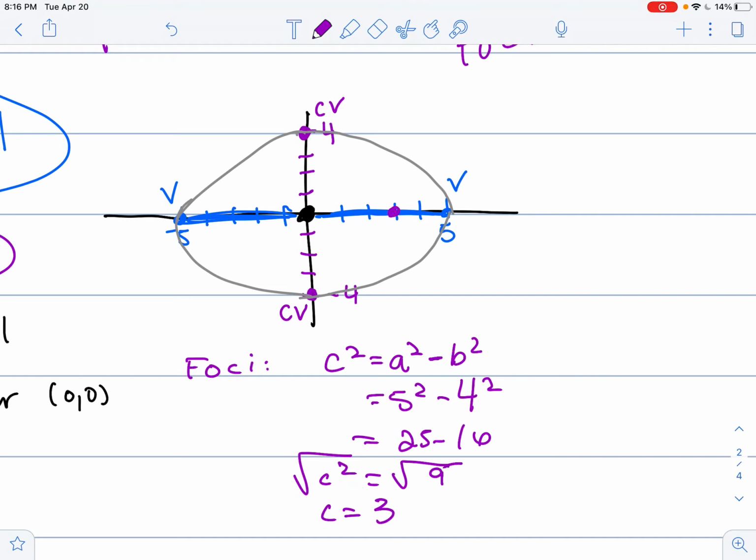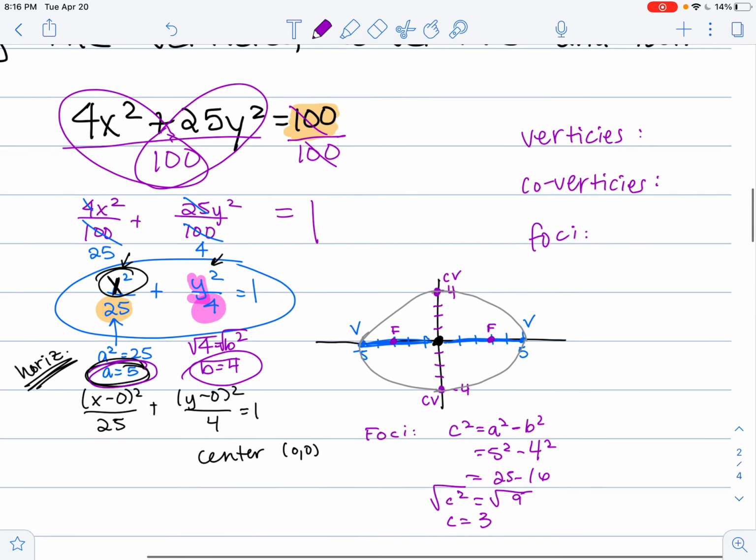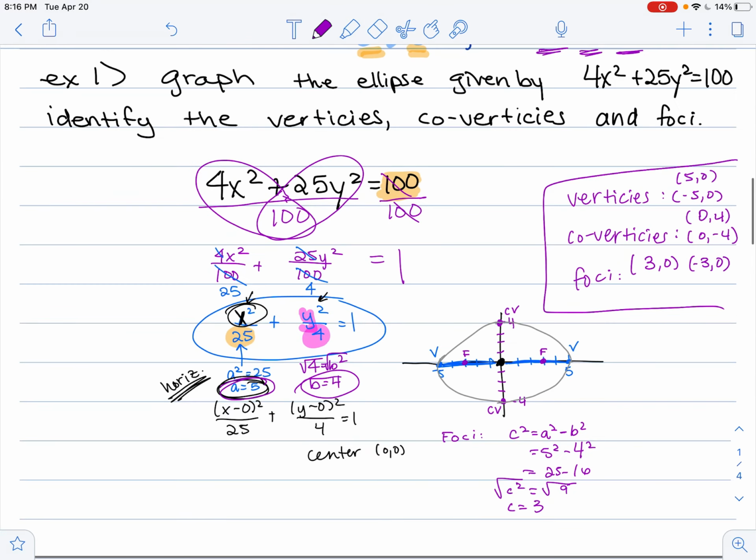So we go over 1, 2, 3, and that's the foci. And then 3 to the other side, that's also the foci. So that is our total graph. Our vertices are at right here and here, and that tells me they're at 5, 0 and negative 5, 0. Co-vertices are here and here. We know those points are at 0, 4 and 0, negative 4. And our foci are here and here, which tells me that that is at 3, 0 and negative 3, 0. And there is our graph of our ellipse.